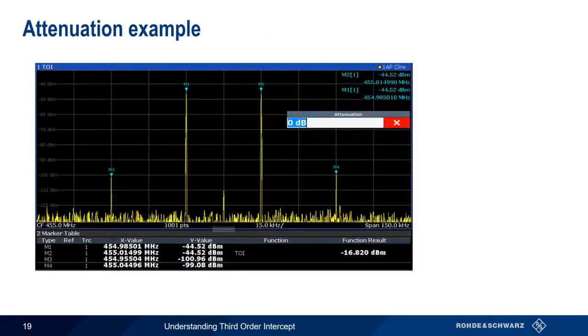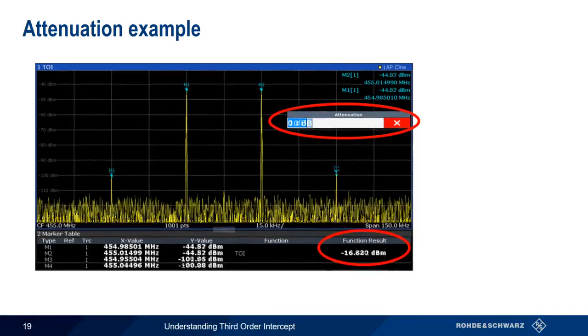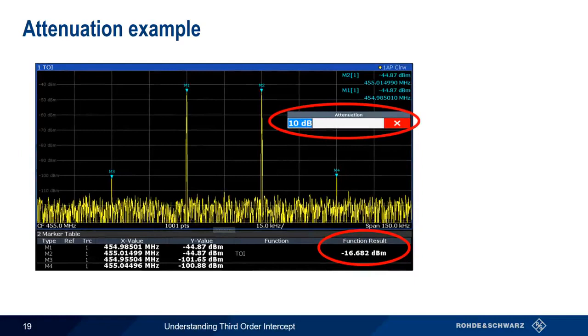Let's look at an example. With zero input attenuation, we calculate a third-order intercept of -16.82 dBm. After adding 10 dB of input attenuation, our calculated third-order intercept remains almost the same at -16.682 dBm. So it's safe to say in this instance that the measured IMD is not being generated within our analyzer.